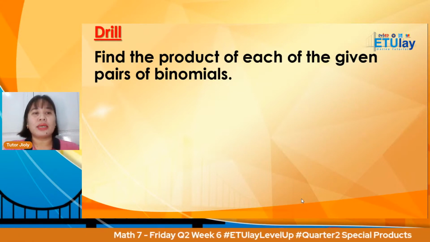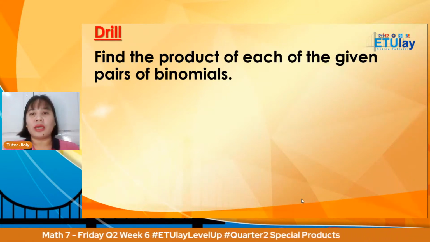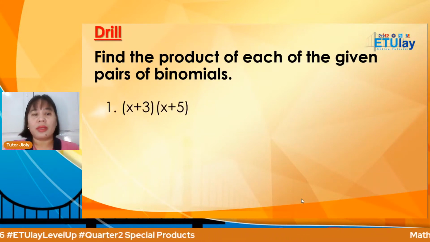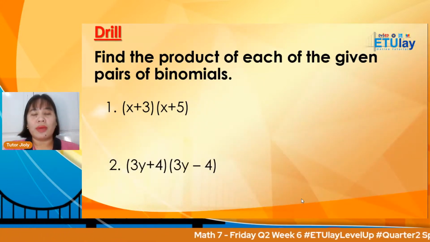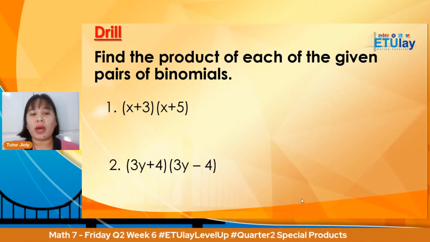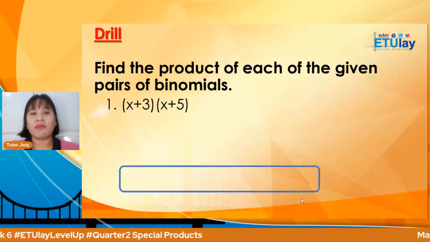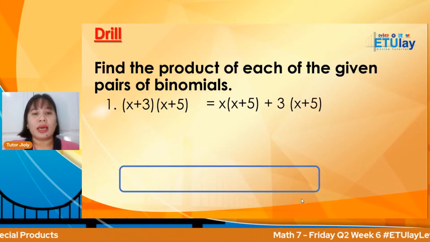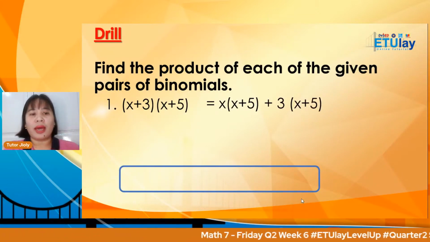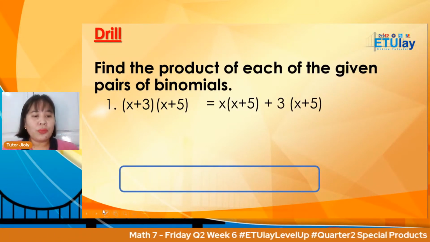Okay, so, try natin. Find the product, drill tayo. Find the product of each of the given pairs of binomials. Number 1, quantity of x plus 3 multiplied to quantity x plus 5. And the next one, number 2, quantity of 3y plus 4 multiplied to quantity 3y minus 4. Try natin, number 1. Okay, so we're going to simplify.